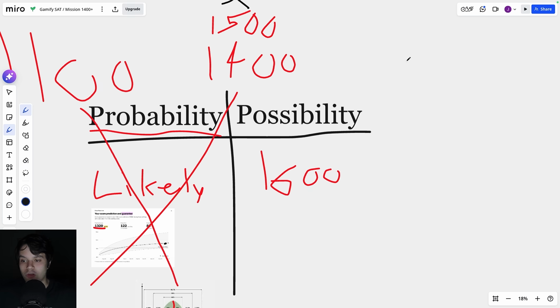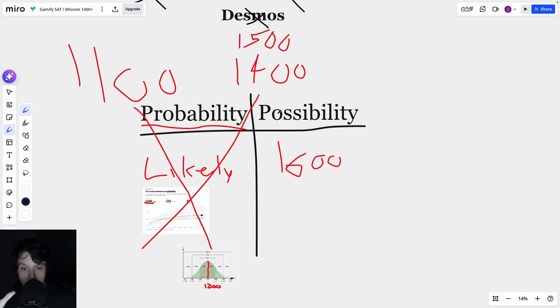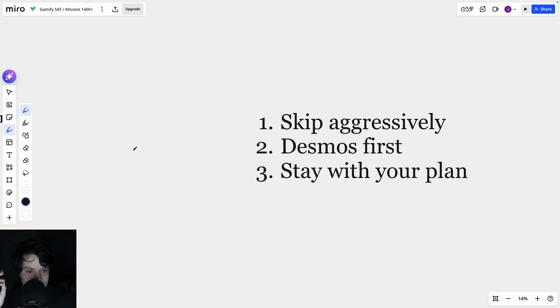If you spend 10 minutes on one question, it is now not possible for you to get a very, very high score. It may be possible that you could get a lower score, but it's not going to be possible that you're going to be getting a 1500 plus if you waste like 10 minutes of the test on one question. And so if you want to maximize your possibility, a couple things I would recommend.